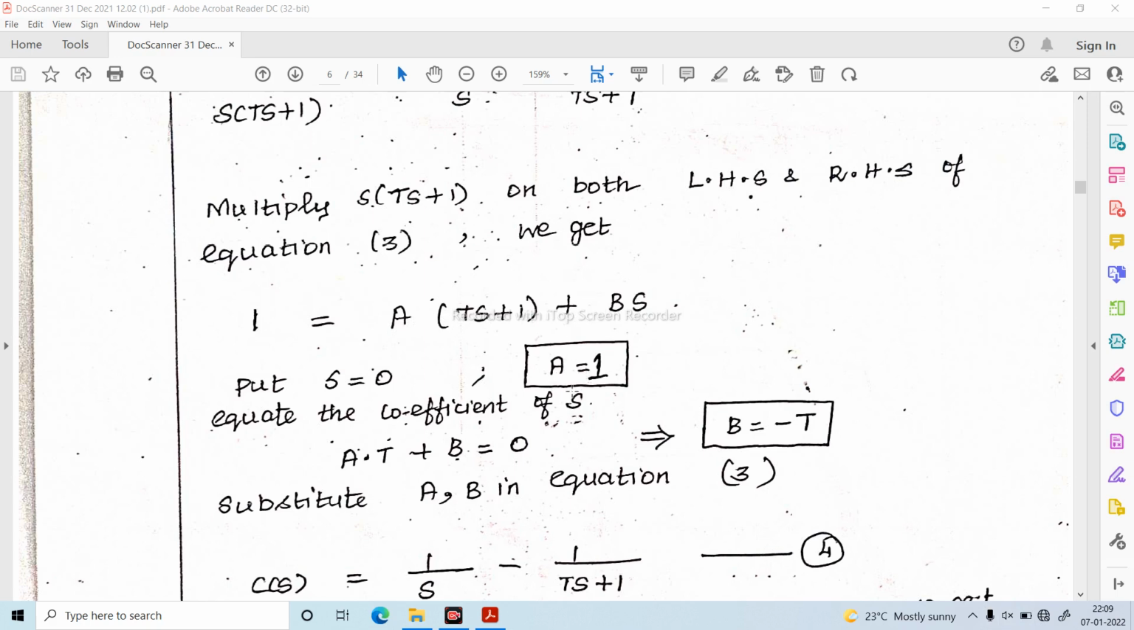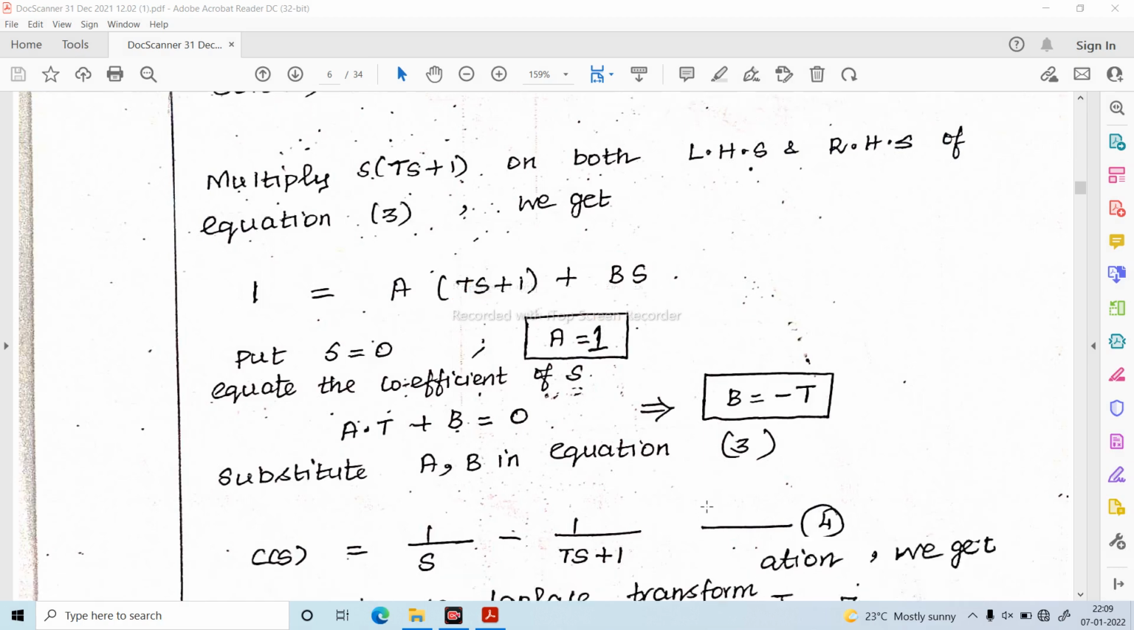And next, equate the coefficient of s. So how to equate this? See here, what is the coefficient of s? A into T is the coefficient from the first term, and B from the second. So A into T plus B equal to 0. And already we got the answer for A, so put A is equal to 1. So B is equal to minus T.